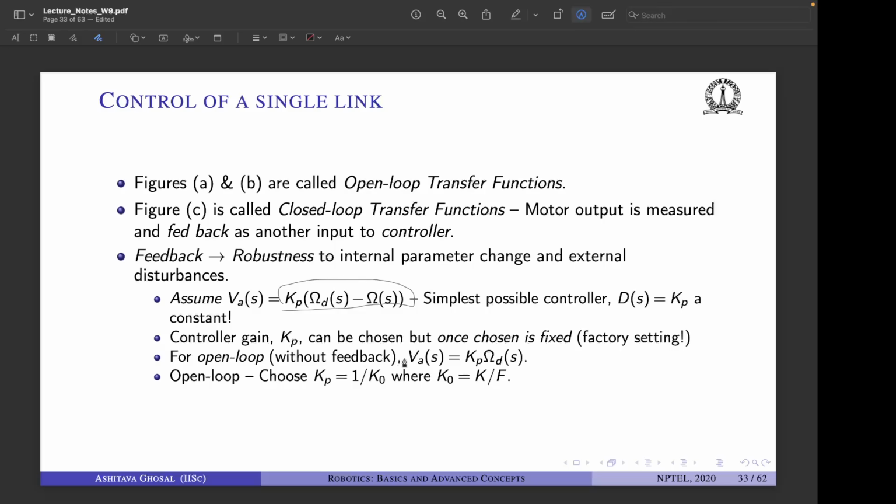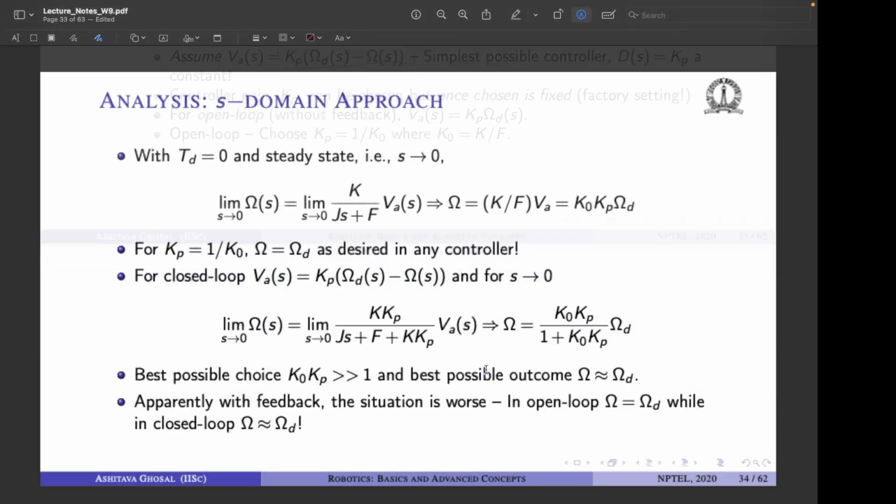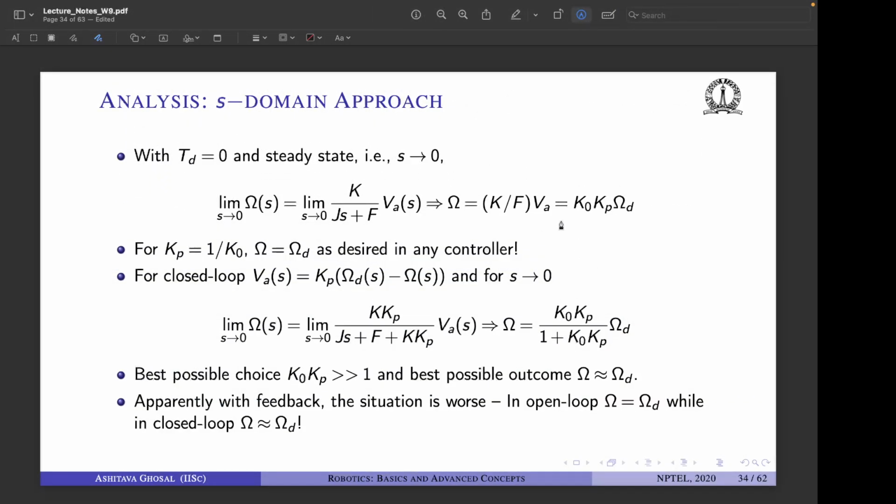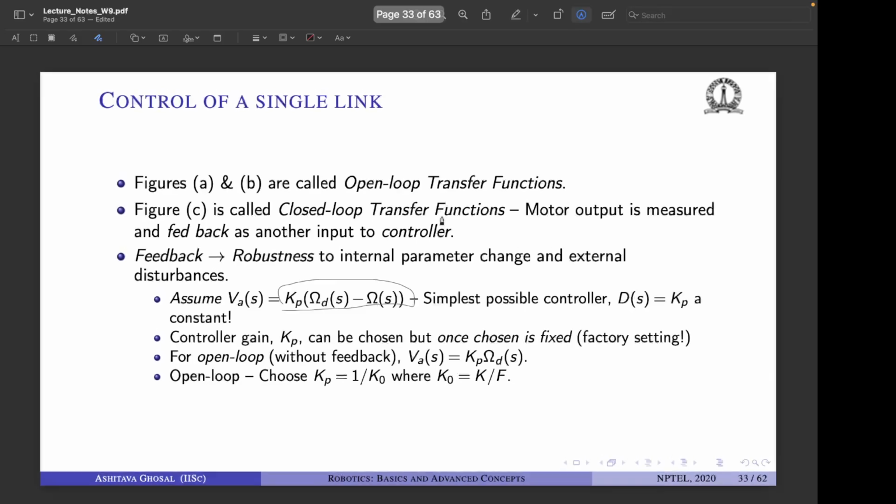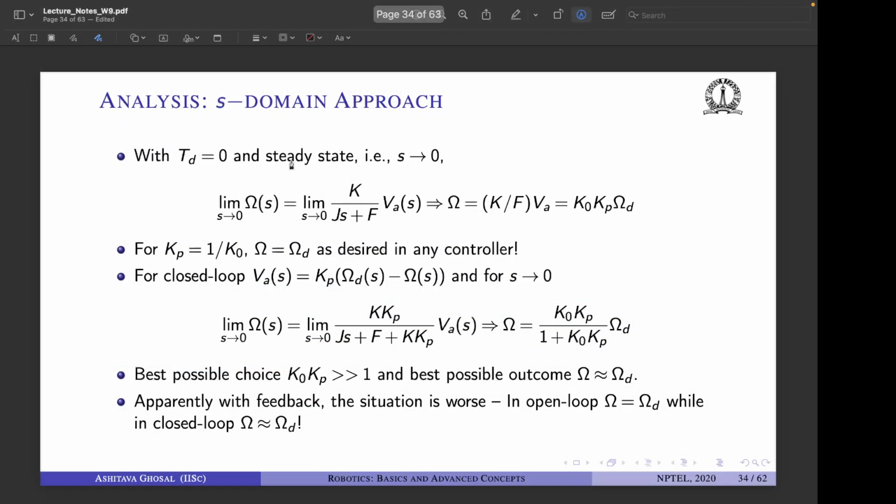For open loop, we have this, that VA is Kp times the desired, right? And if we choose Kp as 1 by K0, where K0 is K by F, then we get this, right? So now we will show what the benefit is.